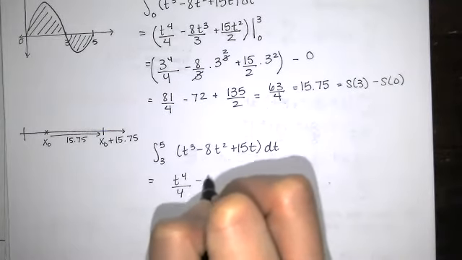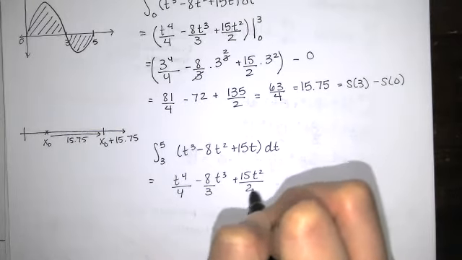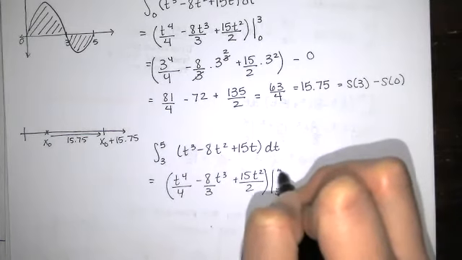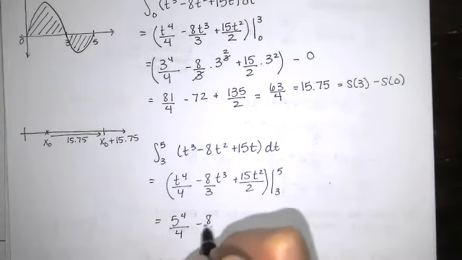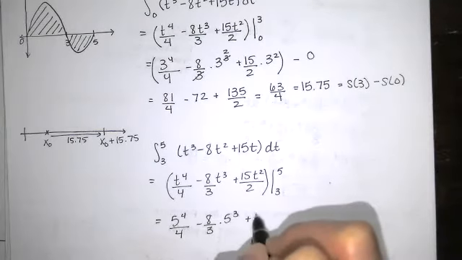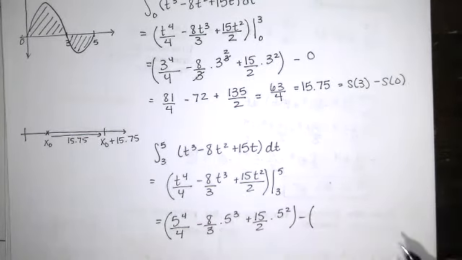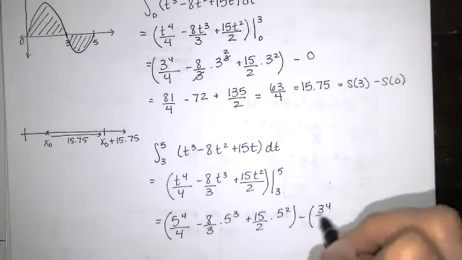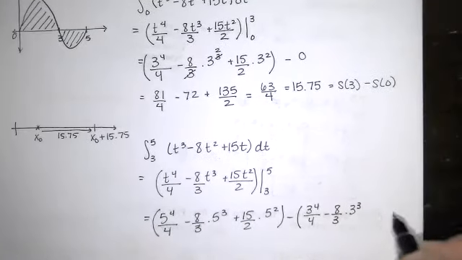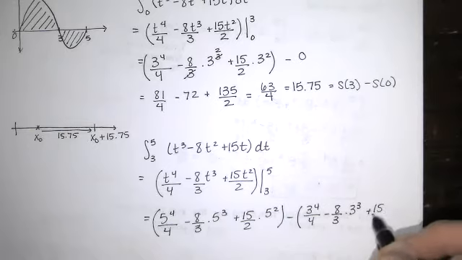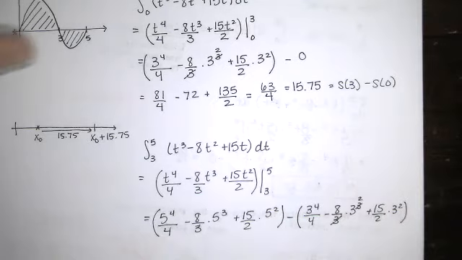The antiderivative is exactly the same as it was last time. I'm going to do this a little bit quicker because we just did it, just using the power rule. Now substitute 3 and 5 and subtract. So you'll have 5 to the 4th over 4 minus 8 over 3 times 5 cubed plus 15 over 2 times 5 squared. And then you want to evaluate all of this at 3 as well. So you have 3 to the 4th over 4 minus 8 over 3 times 3 cubed plus 15 over 2 times 3 squared. And the 3's reduce, and you get that. Okay.